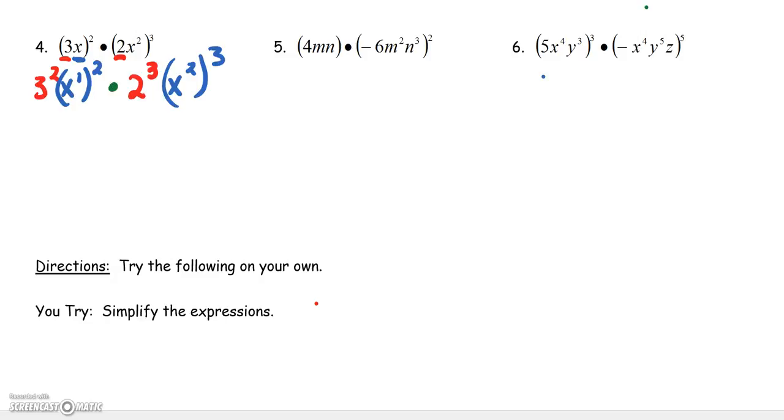Let's start with the piece on the left. 3 squared is 9. X to the 1st squared, exponents to exponents means we multiply them. X to the 1st squared is x. 1 times 2 is 2, x squared. Moving on to the second piece, 2 cubed is 8. X squared to the 3rd, exponent to exponent, 2 times 3 is x to the 6th.